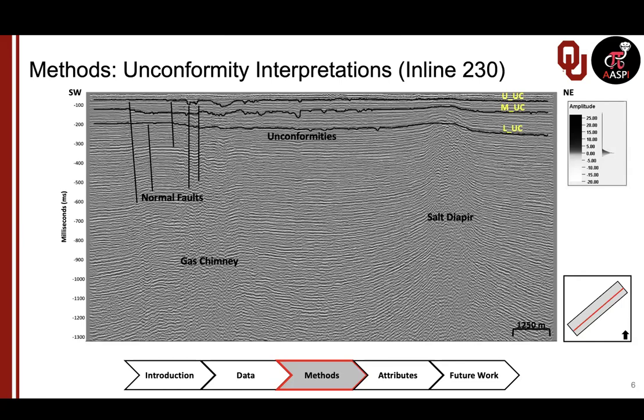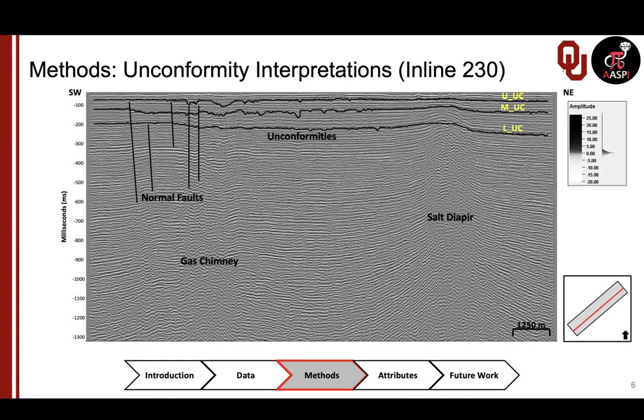The first step in my methods was to interpret the unconformities. Here's the first inline I'm showing you of my data. This is inline 230. We can see that it is very noisy, but nonetheless we're still able to make out some pretty good geology here. We have a bunch of normal faults over here in the southwestern portion. There are some in the northeastern too, but they are not shown in this inline.